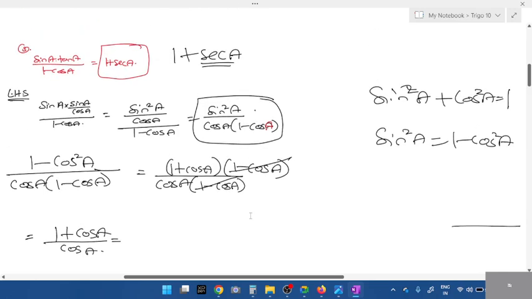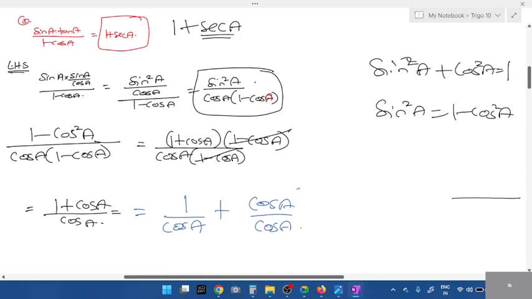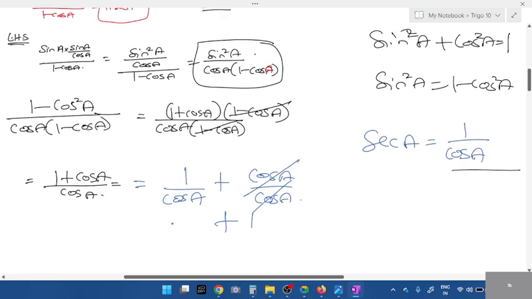Now tell me, when there are two values, how do you split it, students? 1 by cos A plus cos A by cos A. What is cos A by cos A? They get cancelled. It becomes 1. What is 1 by cos A, students? What is the reciprocal of cos A? What is the sec A formula? Sec A is equal to 1 by cos A. So whenever 1 by cos A is given, what should I write?